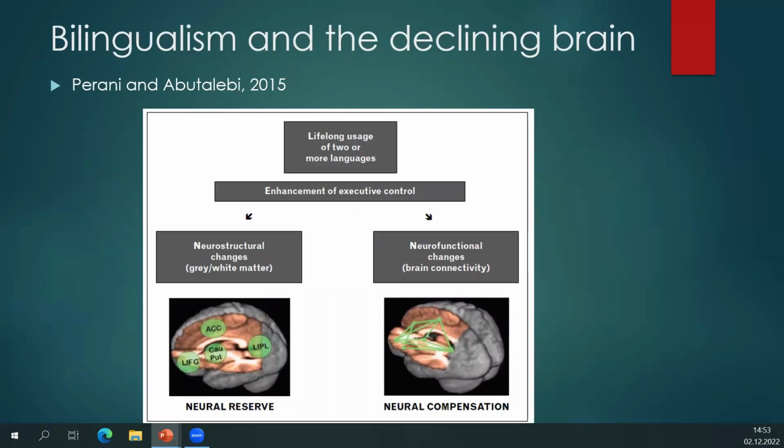So you're probably familiar with this graph already. Bialystok and colleagues, 2015, suggested that lifelong usage of two or more languages leads to enhancement of executive control that we see in all bilinguals, and this may be explained in two ways, right? So neuroplastic changes that cause the brain reserve, or neural reserve, as I call it, or better rewiring, better structure of spare tissue in the brain that leads to neural compensation, which is the same thing as the cognitive reserve I was talking about.